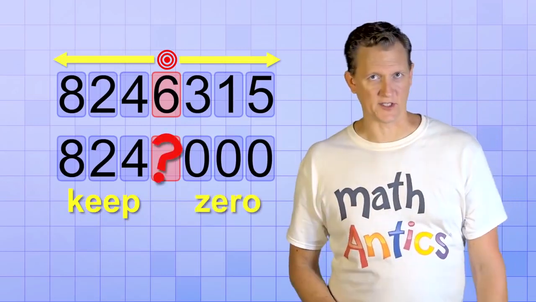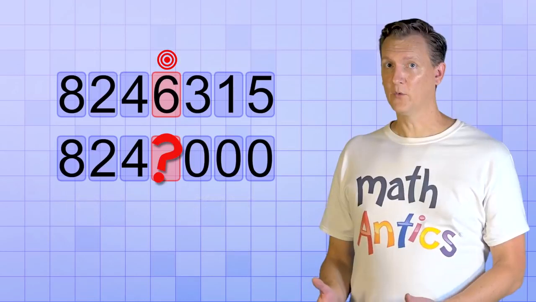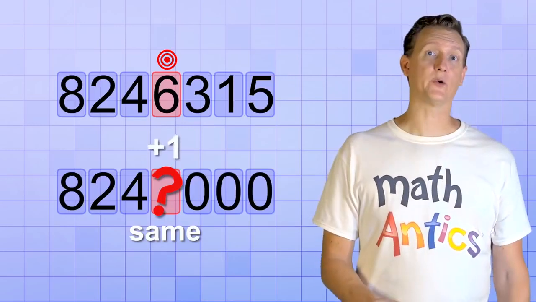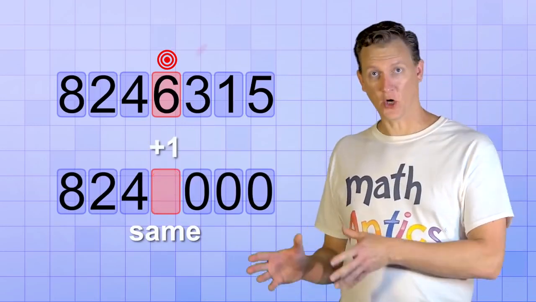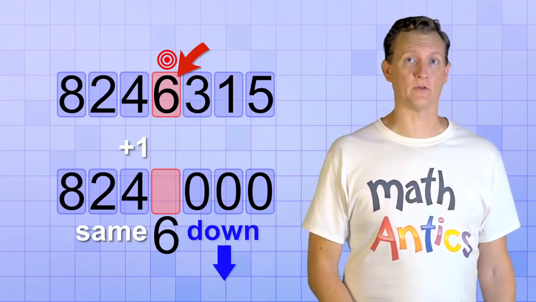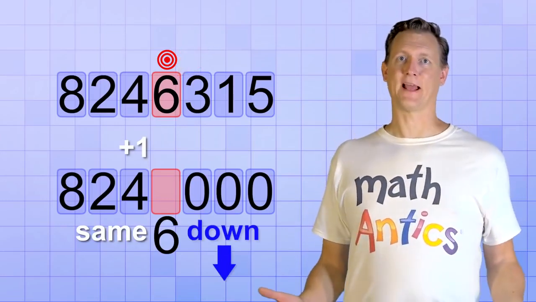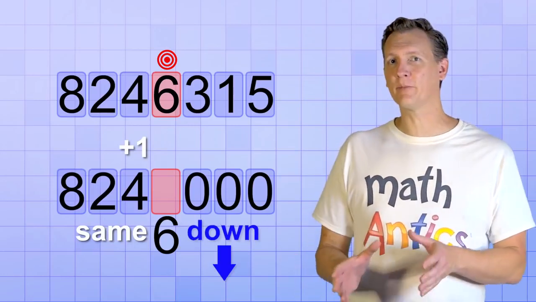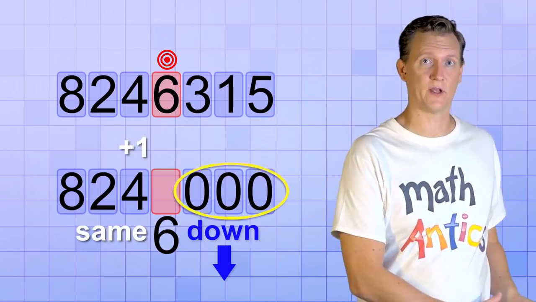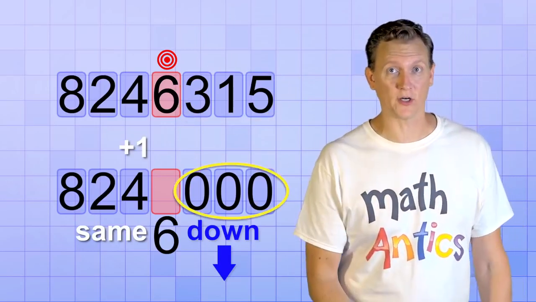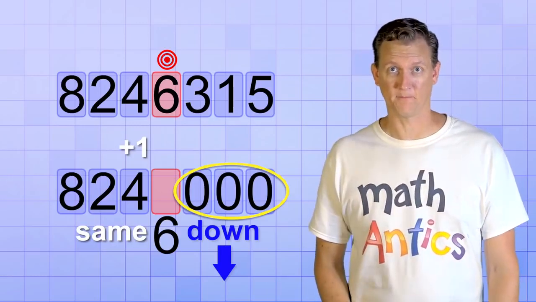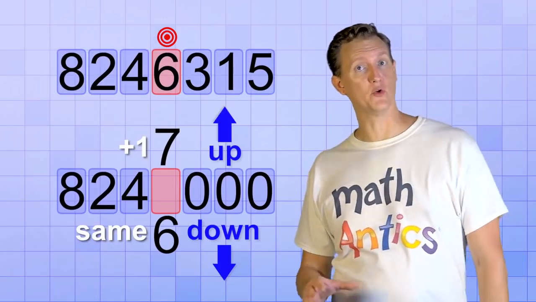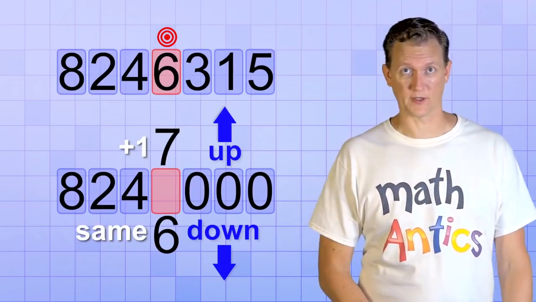But what about that target digit itself? What do we do with that? Well, we're going to do one of two things. We're either going to keep that digit the same, or we're going to increase it by 1. If we keep that target digit the same, that's called rounding down, which might seem strange at first. I mean, how can leaving the digit the same be rounding down? But remember, we're going to automatically replace all of the smaller places with 0. And doing that makes a rounded number smaller, even if the target digit stays the same. On the other hand, increasing the target digit by 1 is called rounding up, since the new rounded number will be larger than the original number.